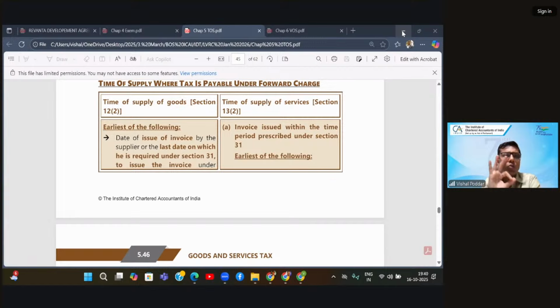Now this is, out of the three, the second transaction. So the first was special transaction, which is goods on sale on approval basis. Second is continuous supply of goods. Now in case of continuous supply of goods, I'll give you another example. Let us say I am a works contractor. I have got a contract for construction of a road. This is a service. Works contract is a service.